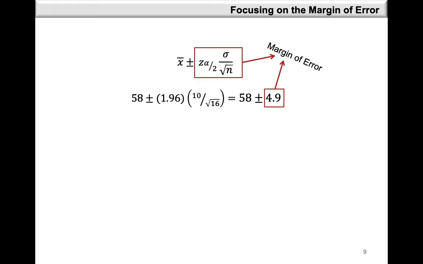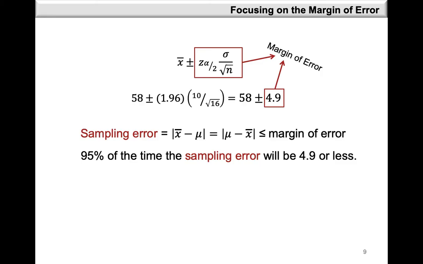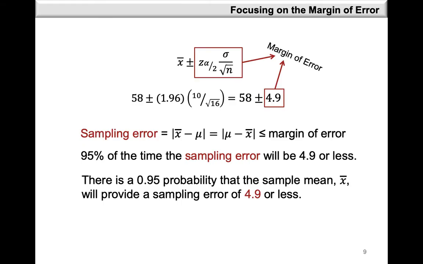So from the previous example, we saw that the margin of error was 4.9, and this tells us that the sampling error, which is obtained as the absolute difference between x bar and mu, will be at most equal to the margin of error. So in this case, it will be at most 4.9. So 95% of the time, the sampling error will be 4.9 or less. And it can also be stated as the probability that the sample mean will provide a sampling error of 4.9 or less will be equal to 0.95. And this takes us back to slide 7 where we had the probability statement.